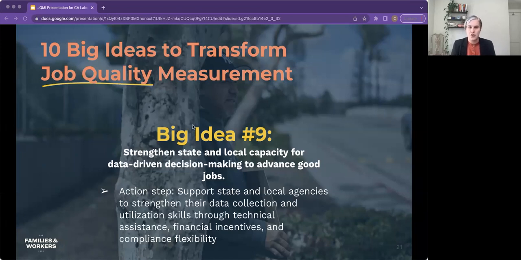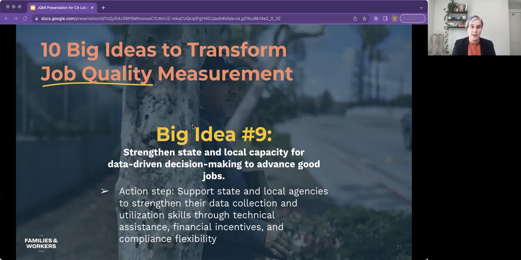Okay, big idea number 9, strengthen state and local capacity for data-driven decision-making to advance good jobs. We recently presented to state workforce leaders from across the country about this report and how they can help implement it. And it was really clear how passionate they are about increasing access to good jobs. They want better data infrastructure to know whether programs and policies are actually working, right? But as you all know, state agencies are under-resourced and they need support to strengthen their data collection and utilization skills and tools, including technical assistance and financial assistance and compliance flexibility.